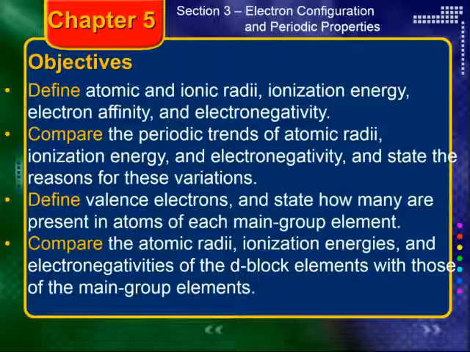So what have we done so far? We have defined atomic radius, ionic radius, ionization energy, electron affinity, and electronegativity. We've tried to compare the periodic trends for atomic radius, ionization energy, electronegativity, and we've tried to state the reasons that they are that way. We've defined valence electrons, and we can state how many valence electrons a particular main group element has. And we've compared the atomic radius, ionization energies, and electronegativities of the D block elements with those of the main group elements.